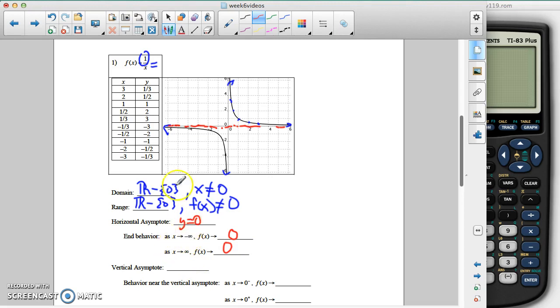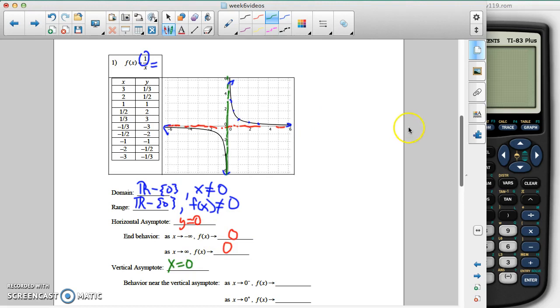So that's our end behavior. As we approach infinity, it approaches the horizontal asymptote. Whatever the horizontal asymptote is, it's going to approach that value. In this case, 0 for the horizontal asymptote is the end behavior. Now our vertical asymptote is the line that it approaches vertically. In this case, it's going to be x equals 0.